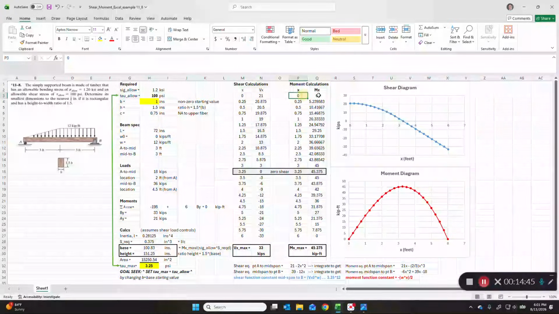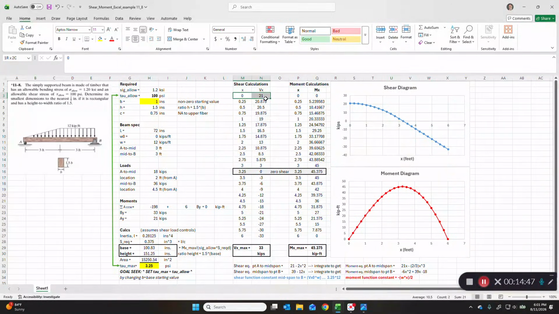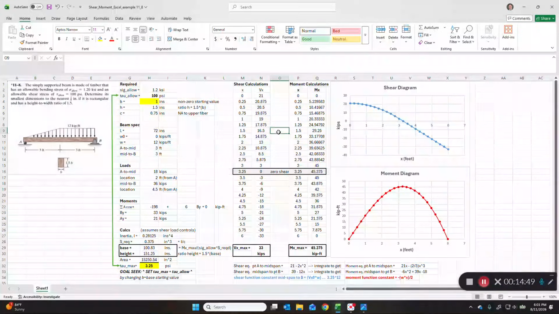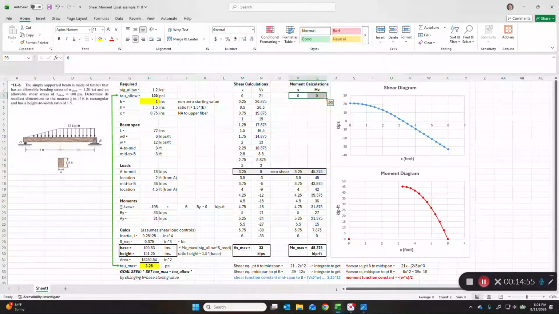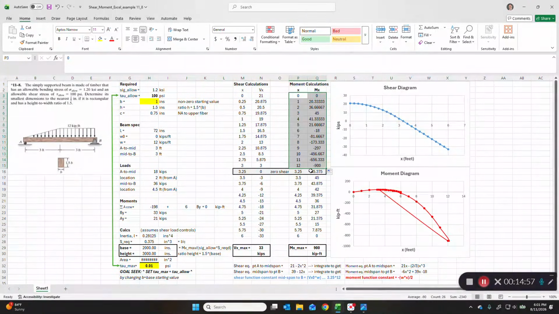So we can set up a similar type of column for moment. And our moment is basically based on the integral of the shear function, right? So we're going to copy this down.